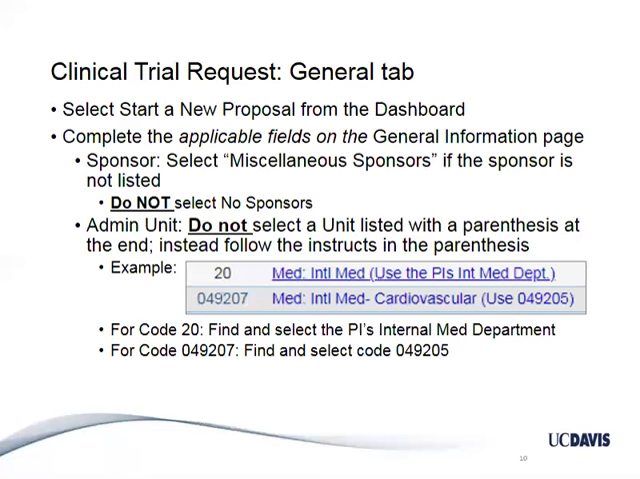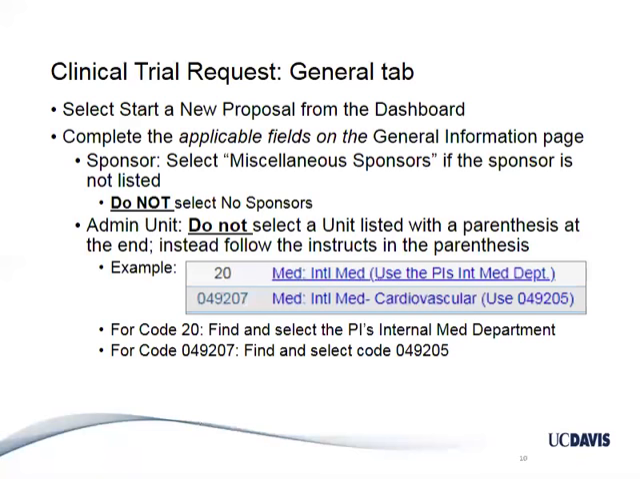Now, it will automatically route to internal medicine, so Dr. Albertson can sign off, but you don't add him there. You add the department, not the internal medicine. Now, say you look for cardiovascular and you find what we have in this other example for code 049207. You'll see in parentheses it says use 049205. So what I'm asking you to do is not select code 049207, but instead search for 049205. And I know that's somewhat complicated.